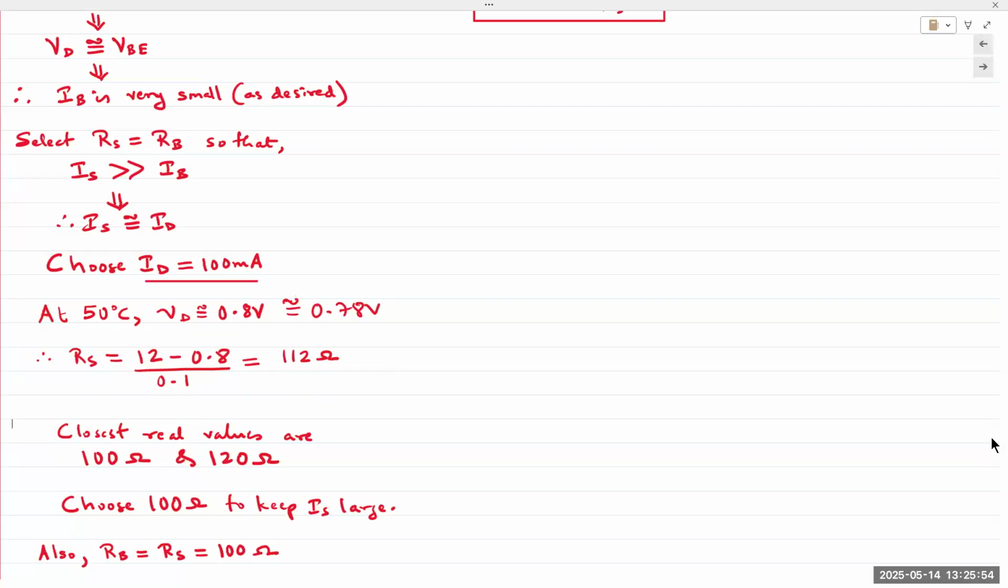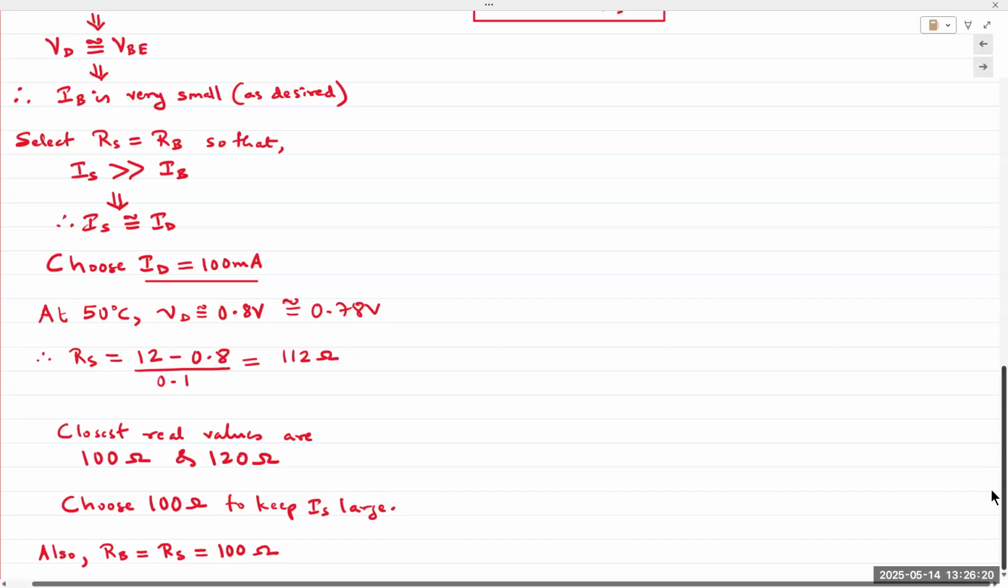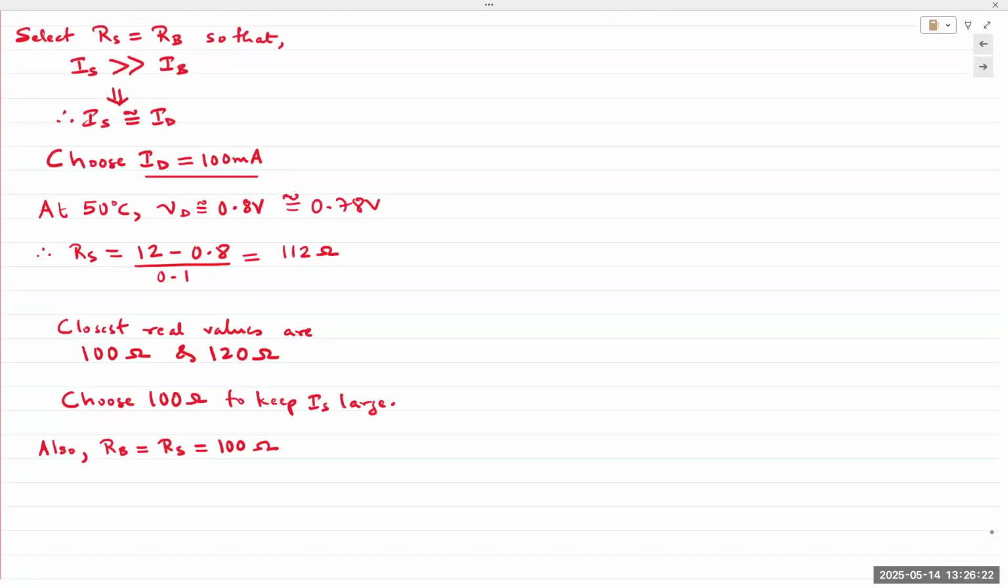Now, when we talk about design, we are always talking about real world values for these components. So in the real world, we won't have a resistor of 112 ohms available. We have 100, 120, and so those are the closest values. So if we choose 120, then our current will be less than 100 milliamps, which would cause issues, right? So we don't want that.